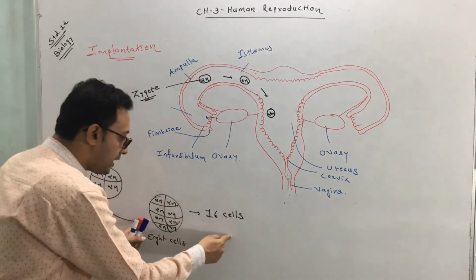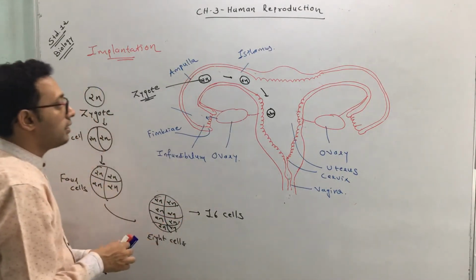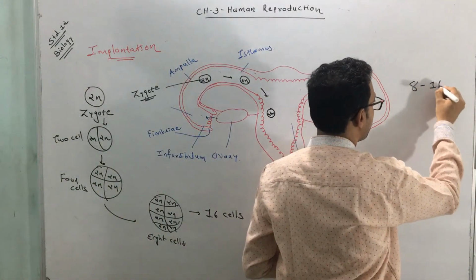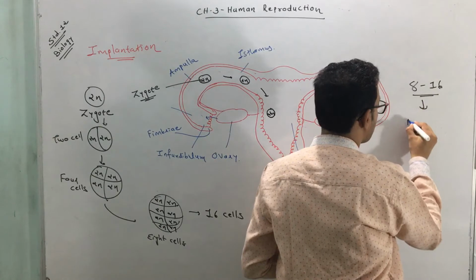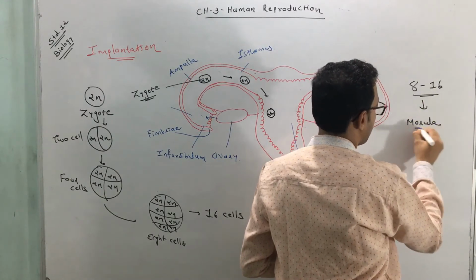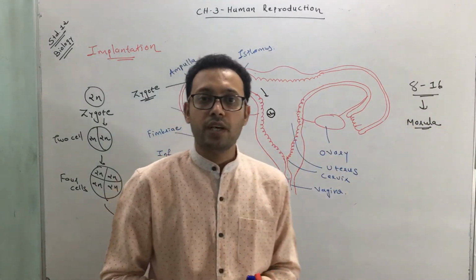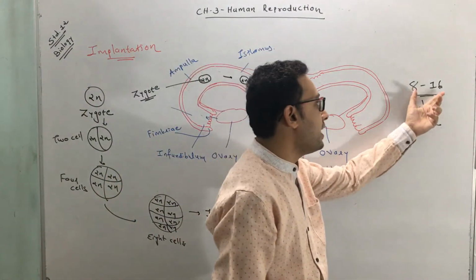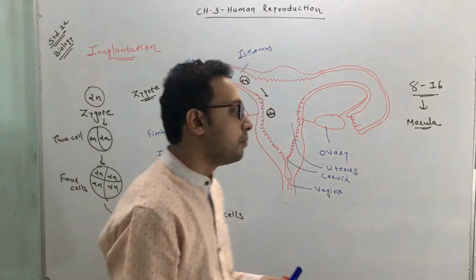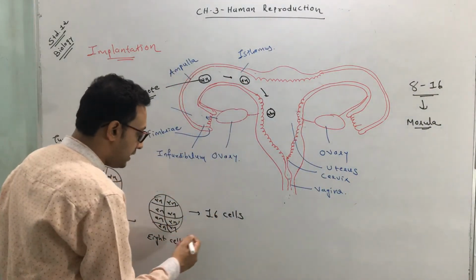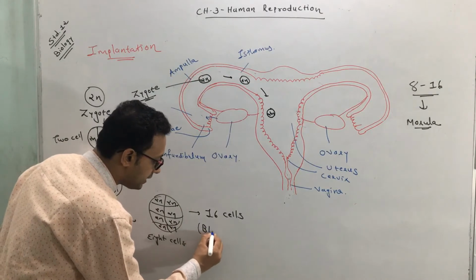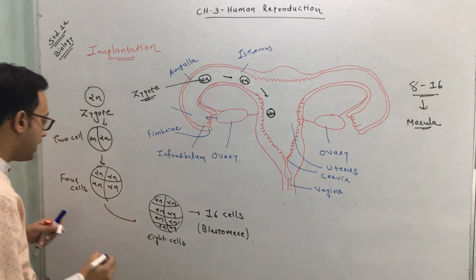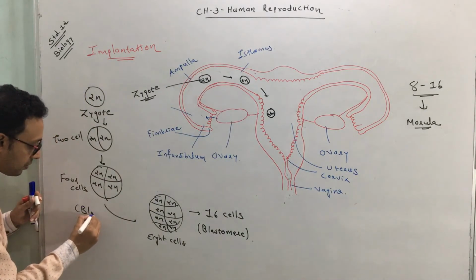A group of cells which contains 8 to 16 cells, remember, this is called a morula. This is very important from the examination point of view. A group of cells which contains 8 to 16 cells is called a morula. The cells which are formed are called blastomeres. What is the name of these cells? They are called blastomeres.